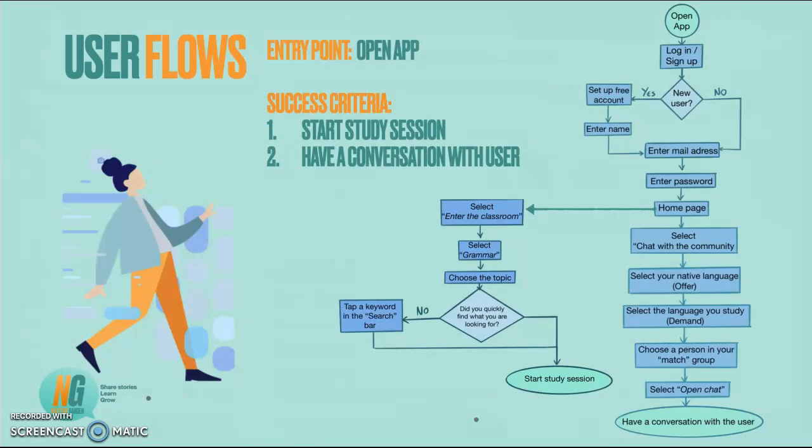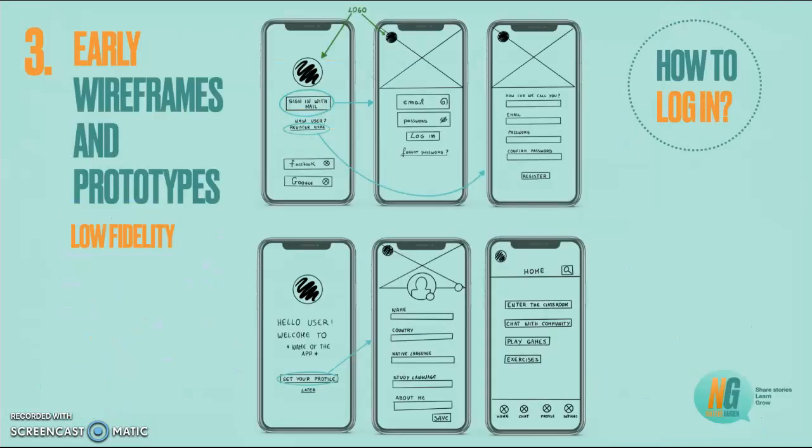So I created my user flow, starting from the entry point when you open the app. I developed the login part, whether you are a new user or you already signed in. You arrive at the home page, in which you can enter the classroom for all the theory part, or chat with the community to enter the social network. So this user flow is to achieve 2 key points: start a study session and have a conversation with a user. Thanks to this I wrote wireframes.